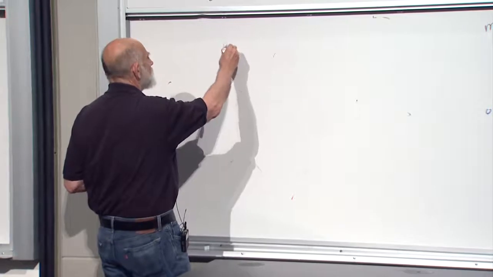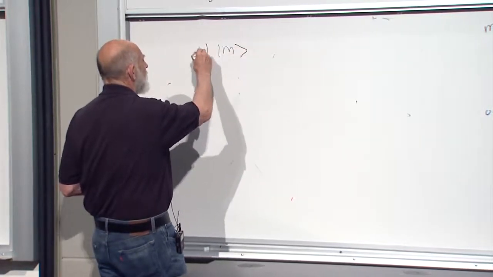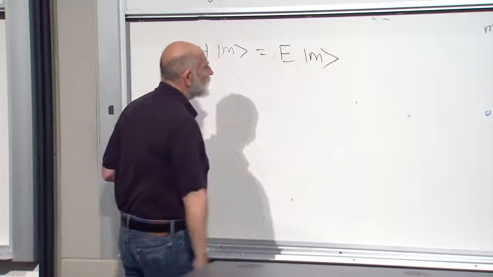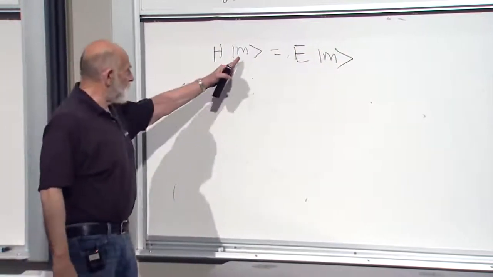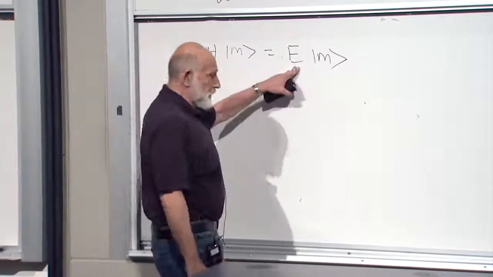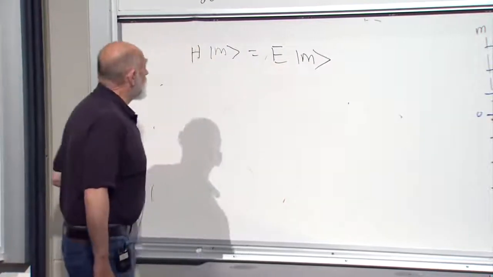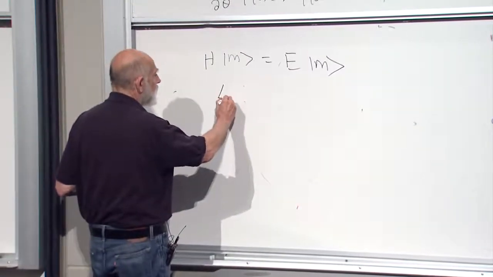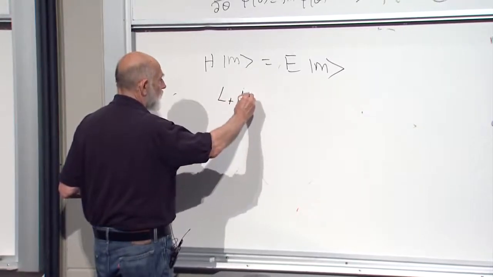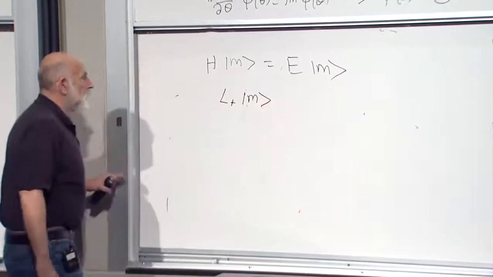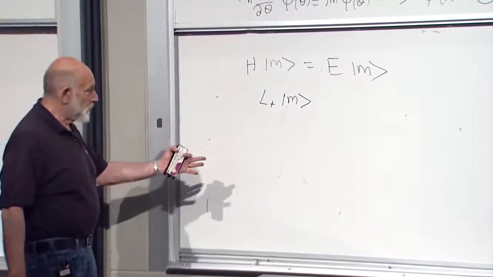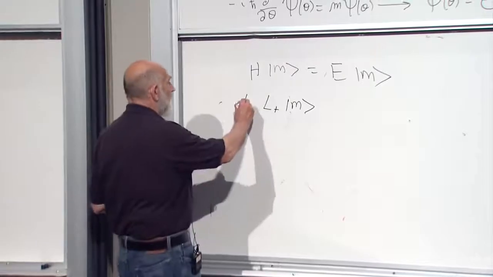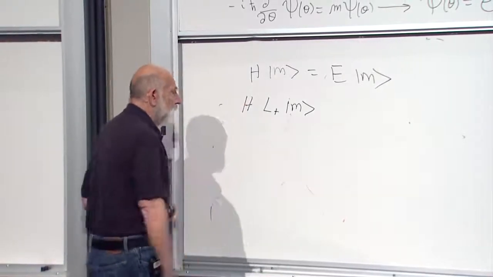Let's suppose that we found a state |m⟩, and it has an energy equal to E. It's an eigenvector of the energy. It has L_z equal to m, and it has energy E. Now, let's go to m plus 1. |m+1⟩ is L_plus times |m⟩. Let's ask what its energy is. So what do we do? We apply the Hamiltonian to it and see what we get.